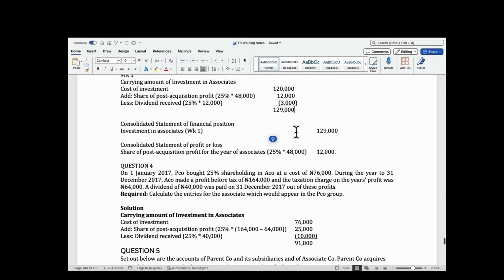Also, in the consolidated statement of profit or loss, you will recognize your share of the profit for the year of the associate, just for that current year.